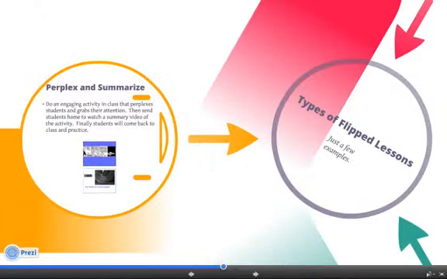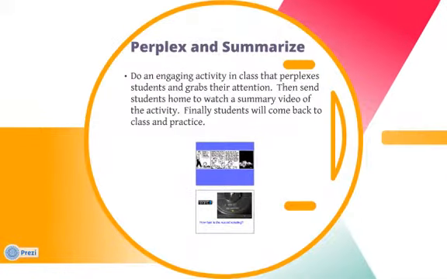The next type of flipped lesson I want to talk about is one I call the Perplexing and Summarizing lesson. In this case, you're going to start with an engaging activity in class that's created to help grab the student's attention. Now, in this lesson, they might not understand all of the ideas behind it, but it's to help them want to learn those ideas. Once you've gone through this activity, the students will then go home and watch a summary video. And in the summary video, they'll learn a little bit more about the ideas behind the lesson. Finally, they'll come back to class and practice.